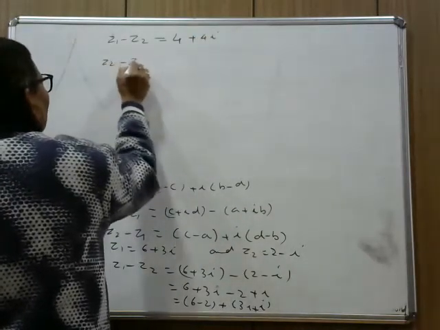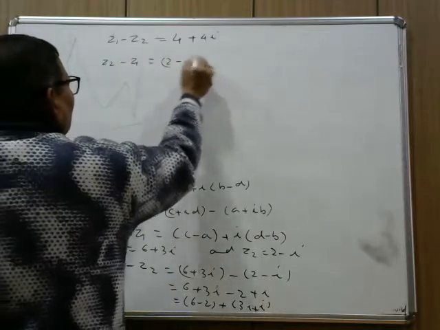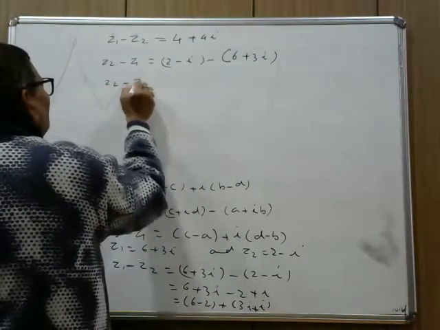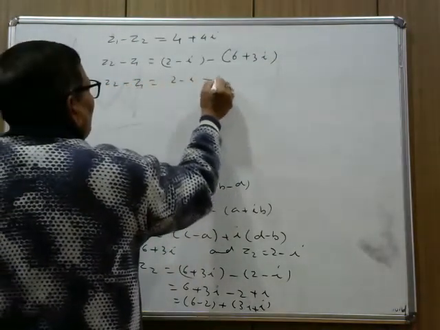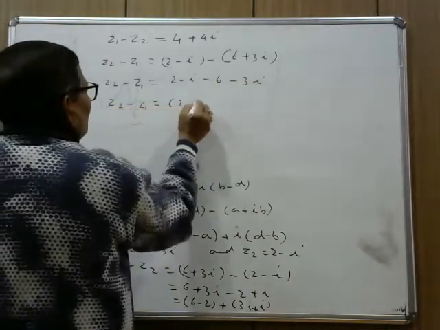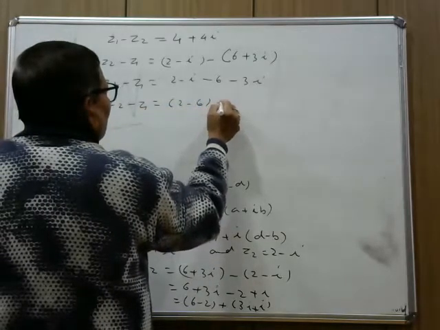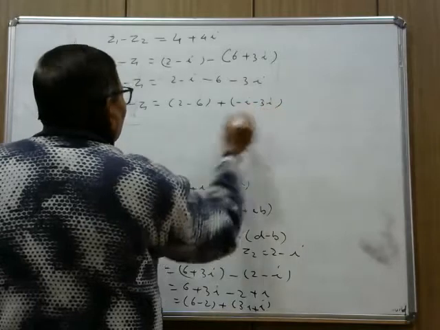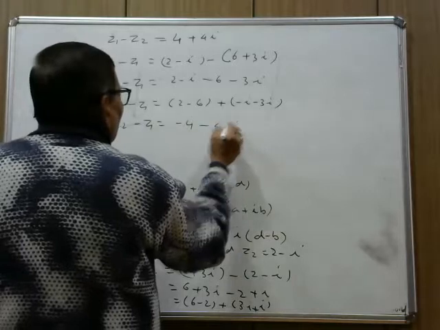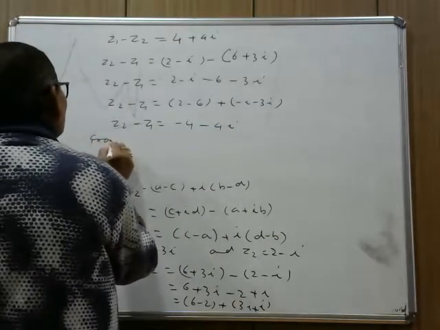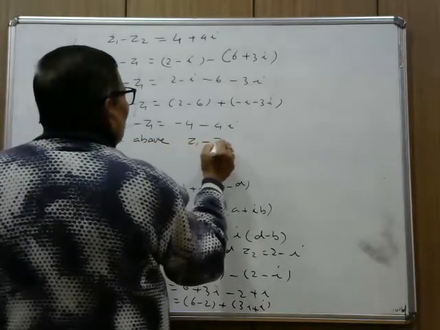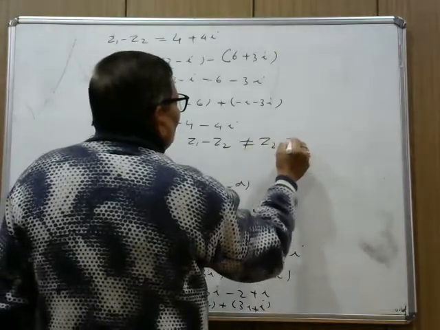Now Z2 minus Z1 is equal to 2 minus i minus 6 plus 3i, open the bracket. So you can write your Z2 minus Z1 as 2 minus i minus 6 minus 3i. Z2 minus Z1 can be written as 2 minus 6 plus minus i minus 3i, that implies this is minus 4 minus 4i. So from above, Z1 minus Z2 is not equal to Z2 minus Z1.